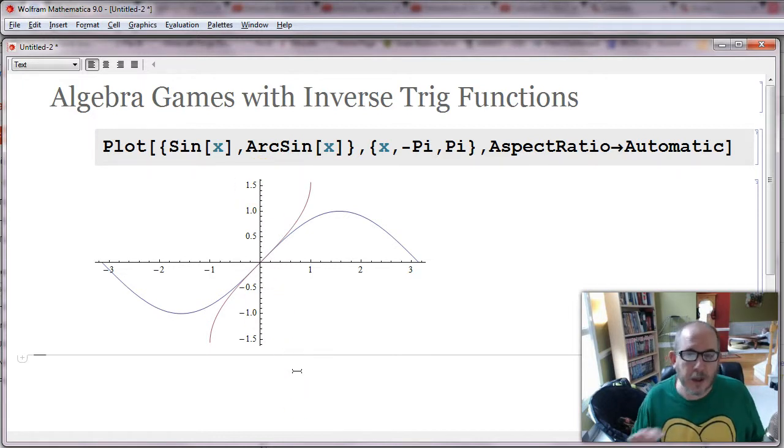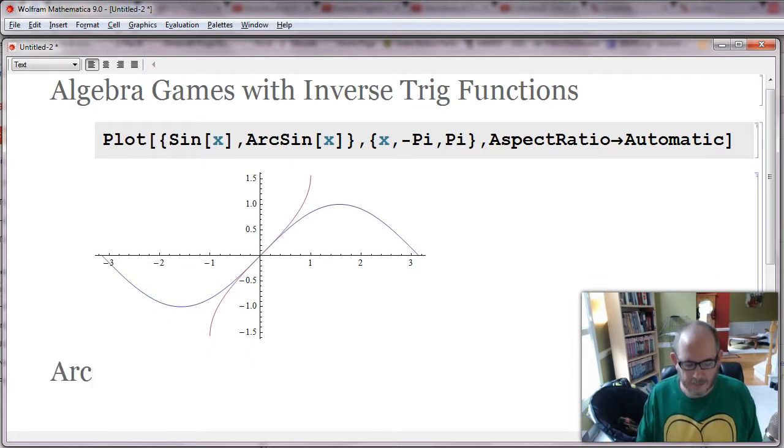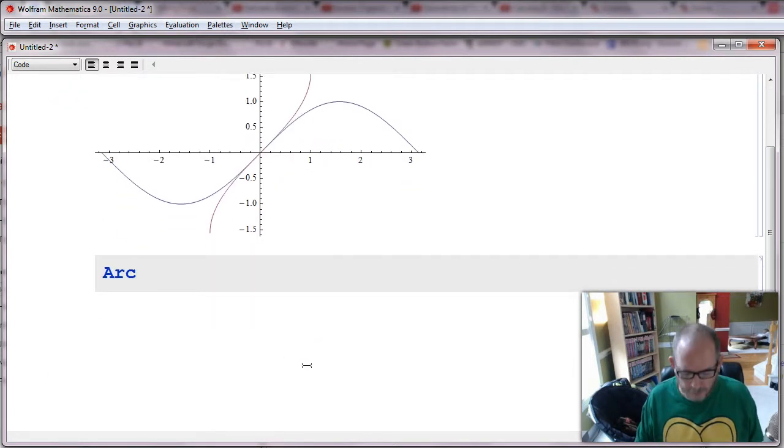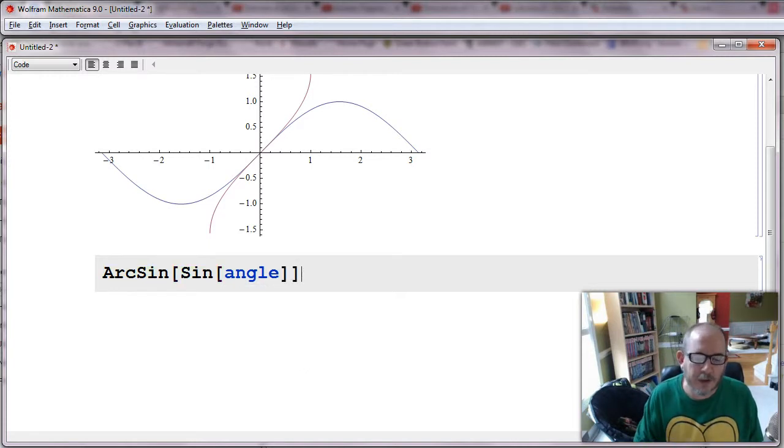Now this comes into play in lots of ways. Let's suppose we are taking the arcsine of the sine of, now what do we take the sine of? We take the sine of an angle. So we've got some angle, we take the sine of it, then we take the arcsine of it, we would think it would give back the angle.